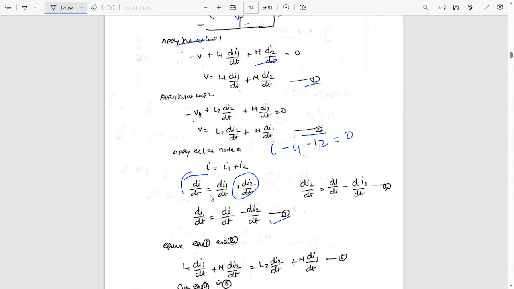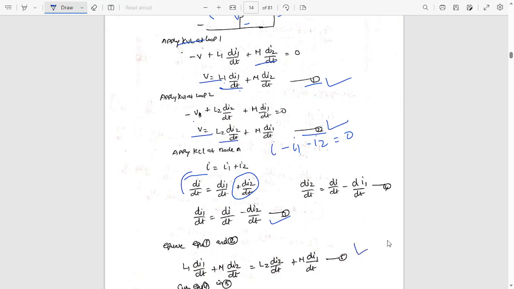Okay, now I am going to equate equation 1 and equation 2 because V is common. Both the left hand sides are the same. So I am going to equate these two. What I will get is L1 di1 by dt plus M di2 by dt equal to L2 di2 by dt plus M di1 by dt.